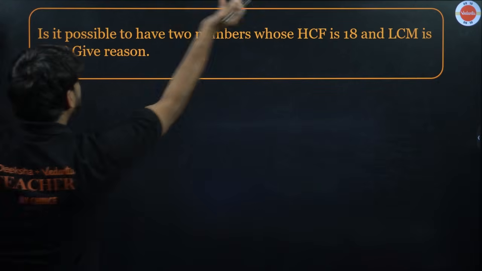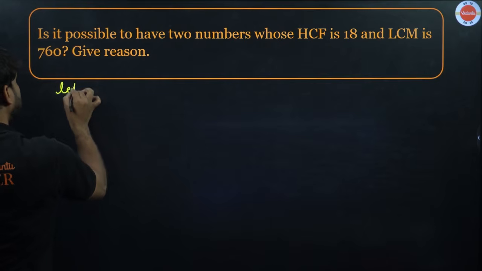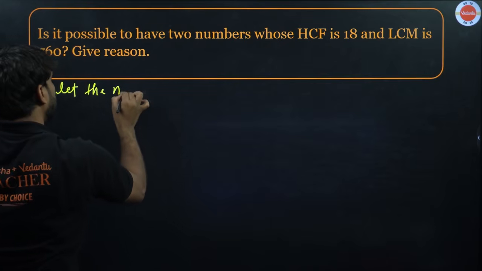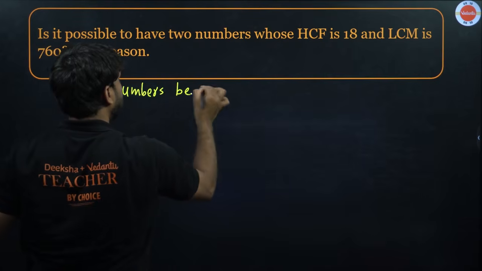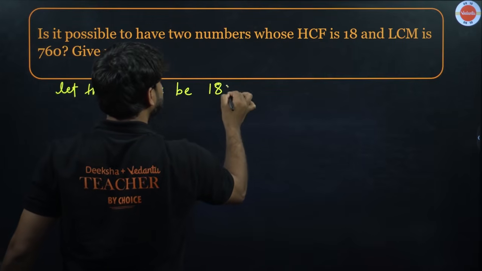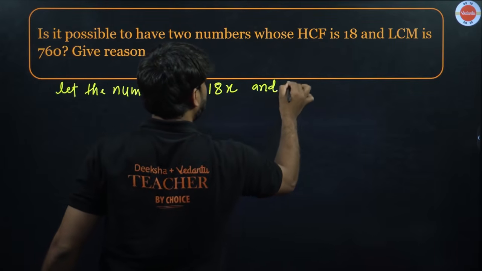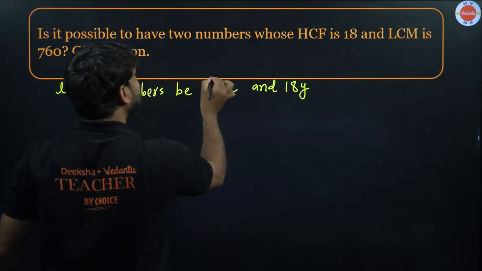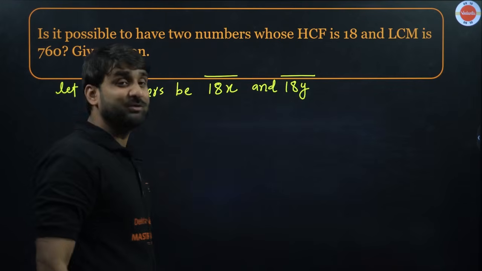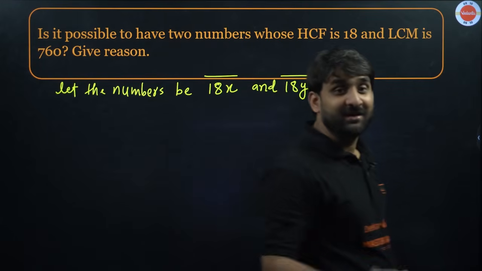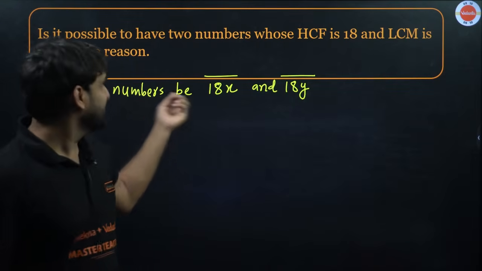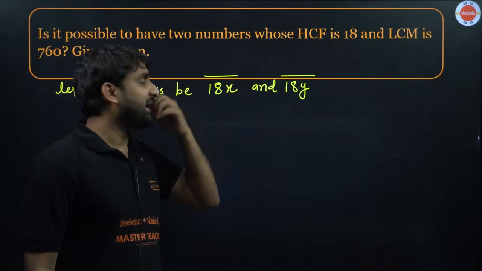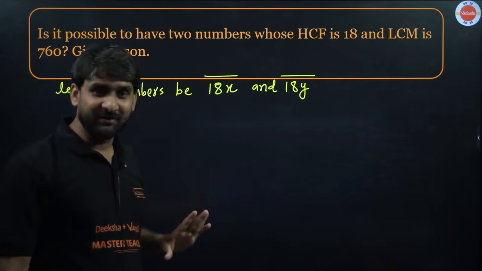So let the numbers be 18x and 18y. Why am I taking this 18x and 18y? Because both the numbers are having HCF as 18. So we can suppose the numbers will be 18x and 18y. So these are the numbers, right?